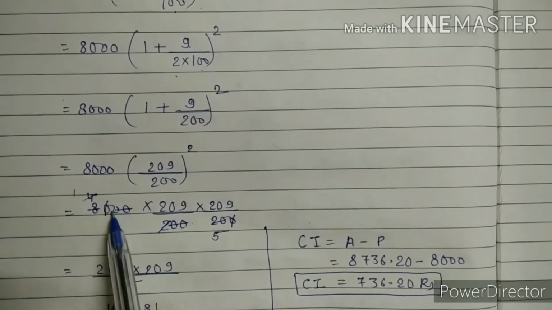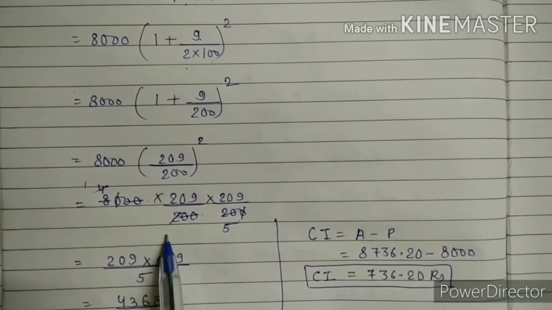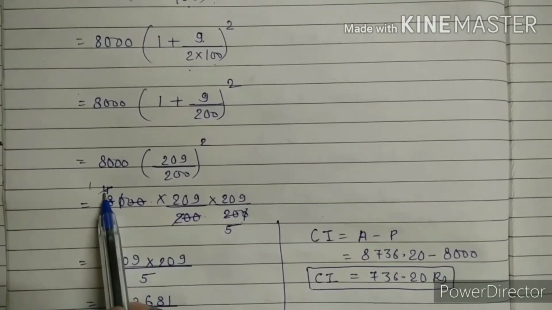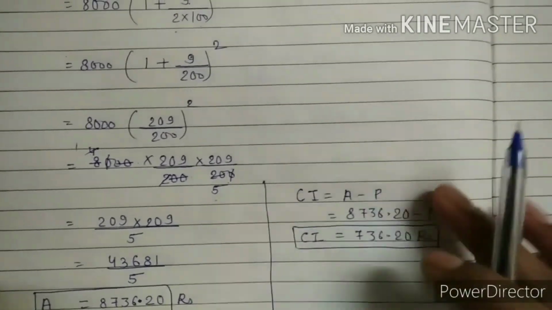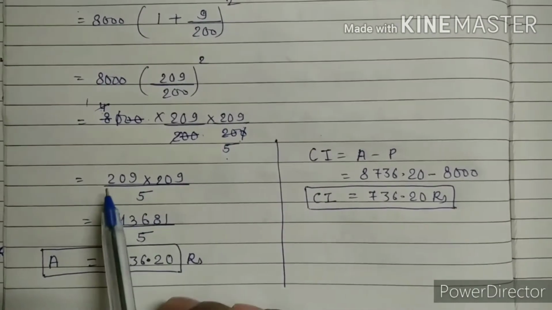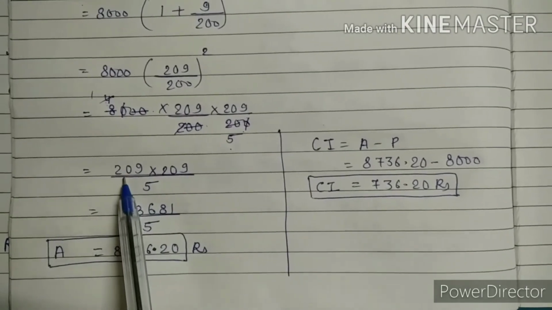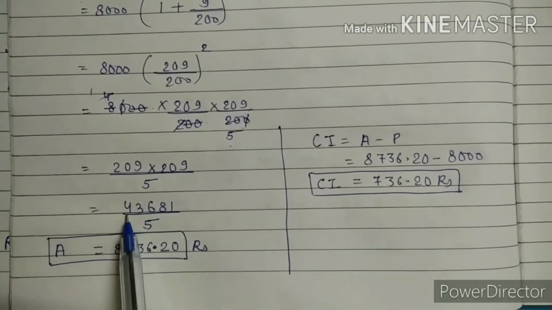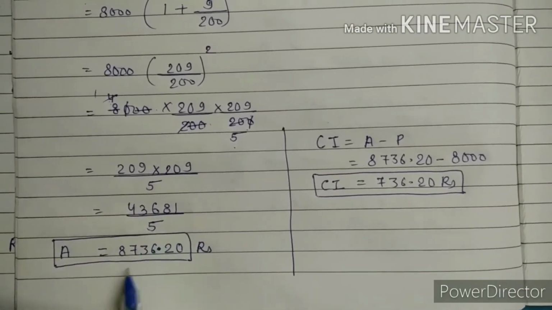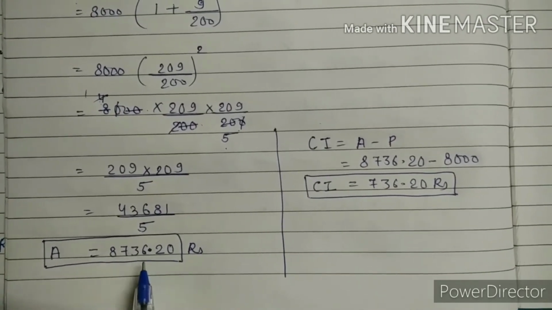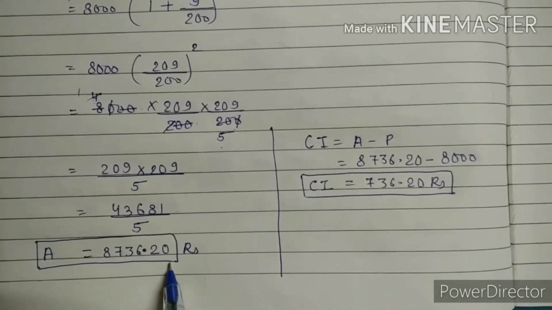That's why 00 to 00 cut, 10 to 10 cut. Now 2 1s are 2, 2 4s are 8. From the table of 4, 20 cuts 5 times. Now on the upside 209 remains 2 times and the whole will be divided by 5. After multiplying 209 by 209, we will get 43,681 and it will be divided by 5 and gives 8,736.20. Only 2 digits are coming, but we have to put 2 digits because rupees is there.